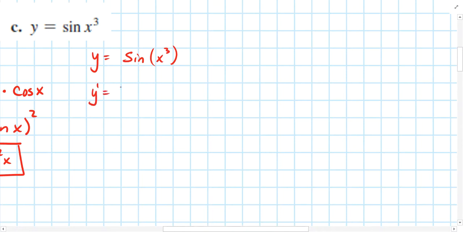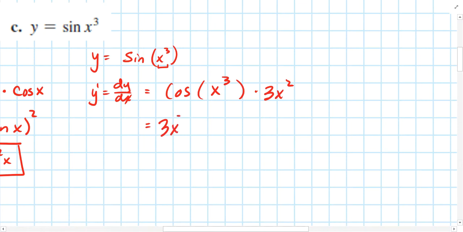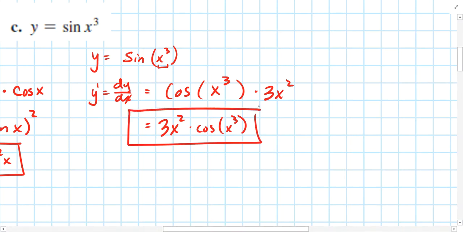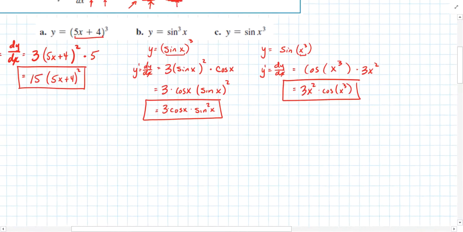So the derivative of y, or dy dx, would be equal to the derivative of the outer function, which we said was cosine, with respect to the inner function. So we keep the inner function as it is, and we multiply by the derivative then of the inner function, which is 3x squared. For notation purposes, I do like to bring the 3x squared out front. We have cosine of x cubed that remains. And that's it. That's our chain rule.